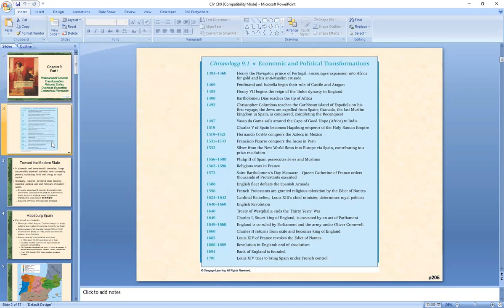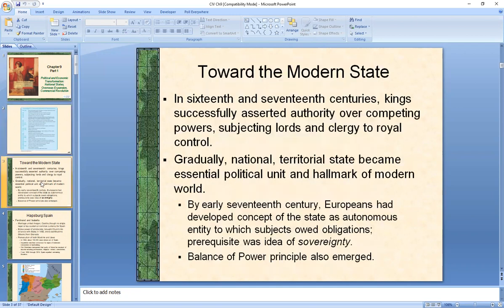Here's your timeline that shows the time period we're talking about. We're going to go through Tudor England and Stuart England. We're going to talk about France. We're going to talk about Germany and a lot about Spain, starting from 1394 and going all the way to 1701. So let's talk about the development of the modern state.